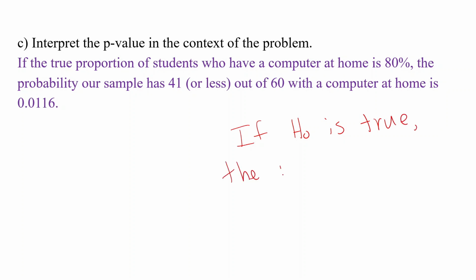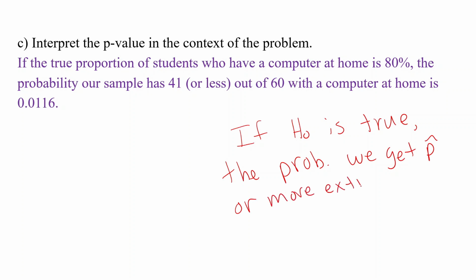the probability, this is kind of like the template, we get the p-hat value or more extreme is, and then that p-value, okay? So p-hat or more extreme is 41 or less out of 60, because 41 out of 60 was our p-hat, or less was the more extreme in the direction of the alternative. Okay? So make sure you can interpret p-values in the context of the problem. And that is your significance test.